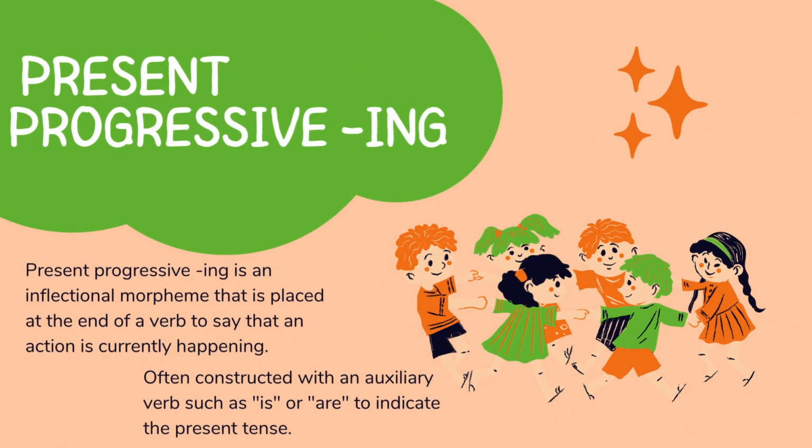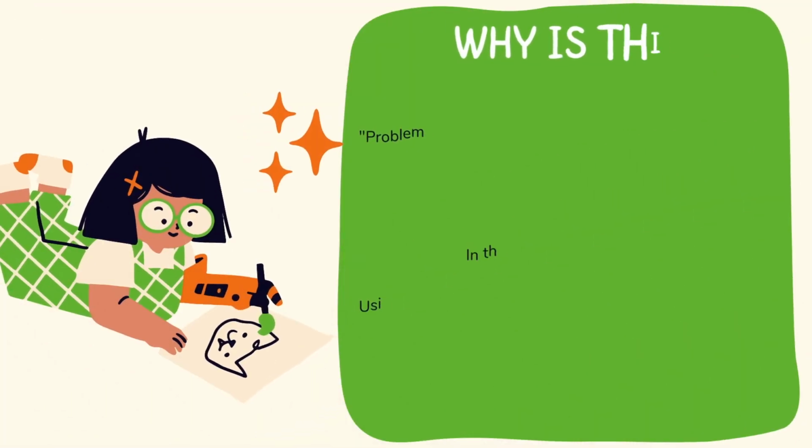Present progressive ing is an early developing inflectional morpheme that's placed at the end of a verb to say that an action is currently happening. For example, I'm using present progressive ing during this presentation because I'm currently presenting about it. The verb with present progressive ing is often constructed with an auxiliary verb such as is or are prior to the verb to indicate the present tense.